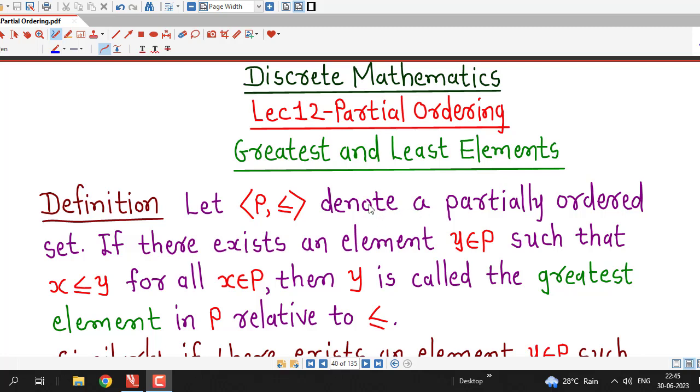Hello friends, I welcome you in lecture number 12 on partial ordering. In this lecture we are going to understand what is greatest and least element in a partially ordered set. So first we understand the definition and then we will take examples to understand this definition.